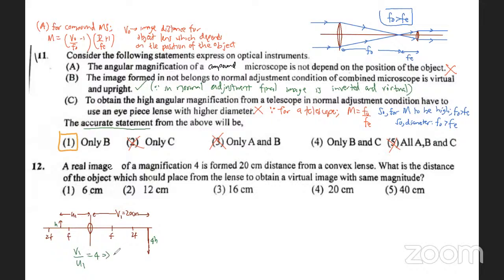We know v1 is 20, so 20 over u1 is equal to 4. That means u1 is equal to 20 over 4, that is 5 centimeters. That is the initial object distance.